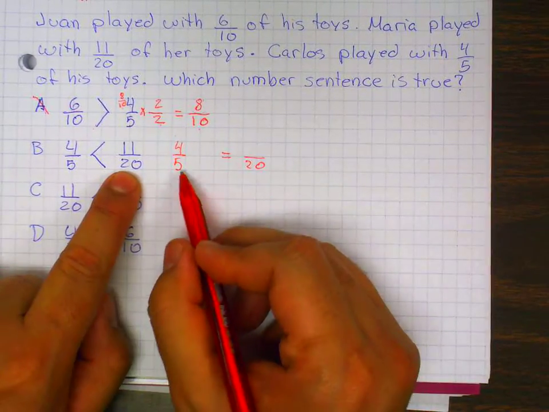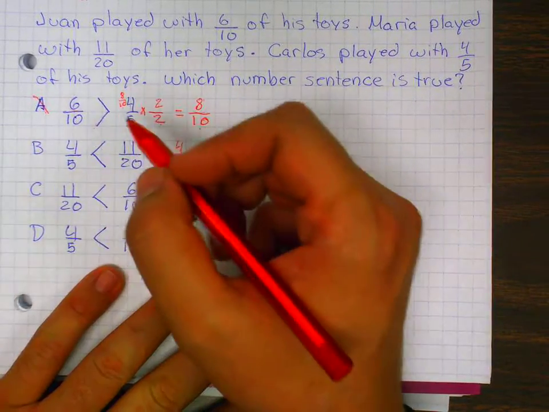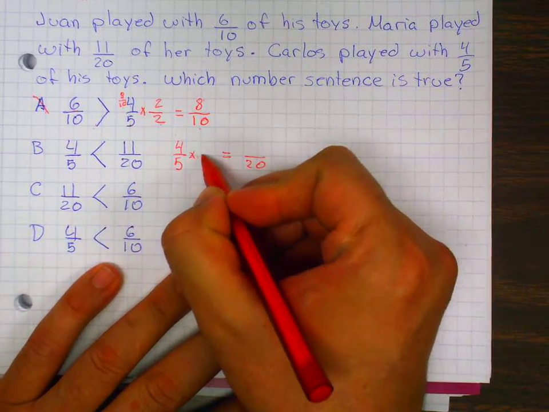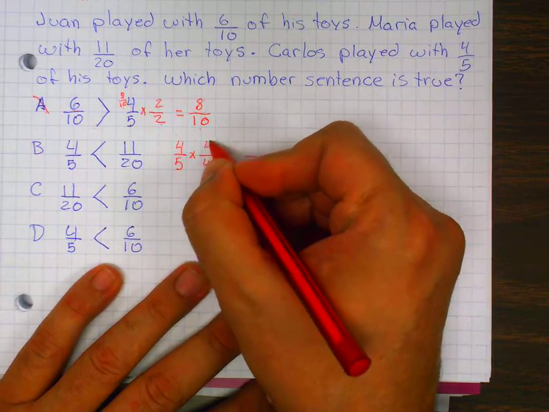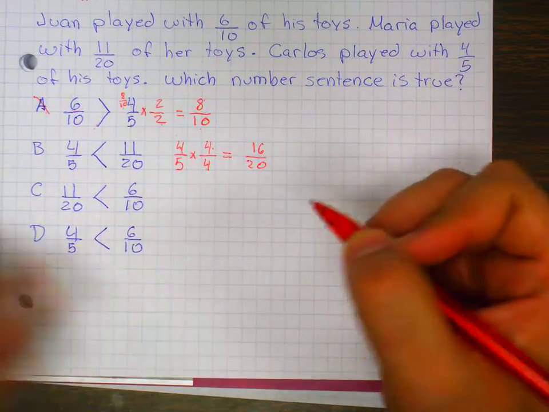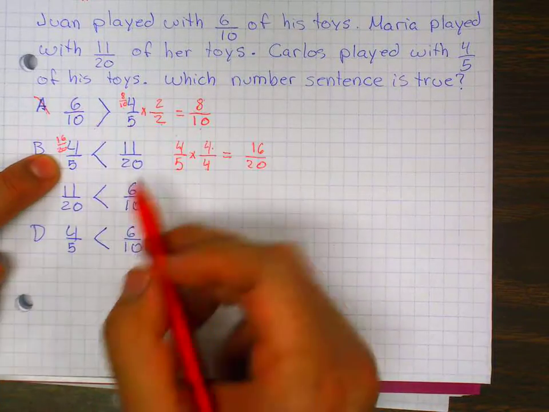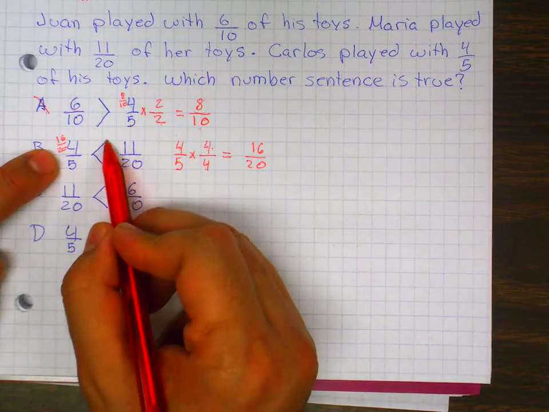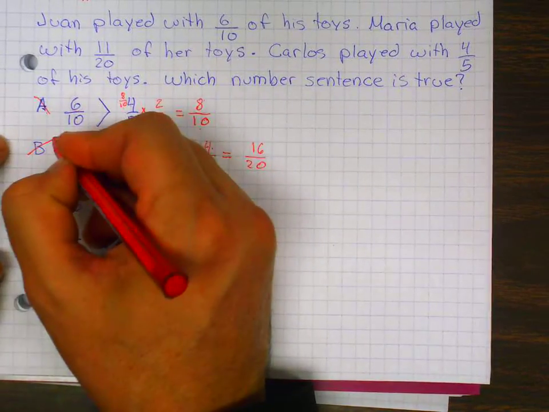How do I change those fractions? By multiplying. 5 times 4. And if I have 4 in the denominator, I need 4 in the numerator. 4 times 4? 16. So that means that this fraction is 16/20. And I'm going to compare it. Is 16/20 less than 11/20? No. So that's wrong too.